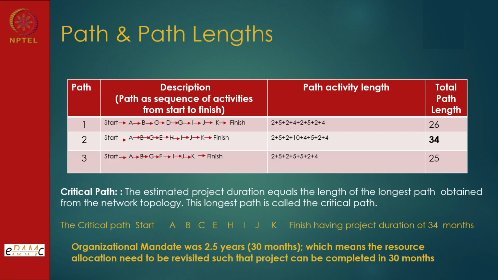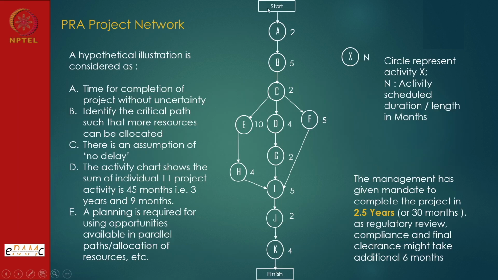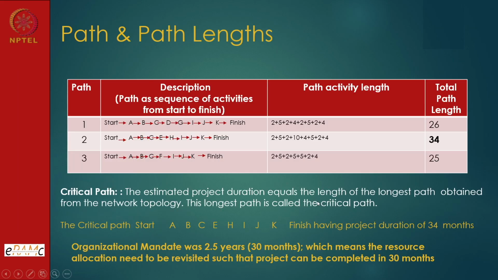So having developed this chart, we have 3 paths. This is path number 1, path number 2 and path number 3. Now if I obtain the estimate, path number 1 was A, B, C, D, G, I, J and finish, and the durations were given. It was giving 26 months. Then the central path was giving 34 months, and another path to the right was giving 25. So now what is the critical path?